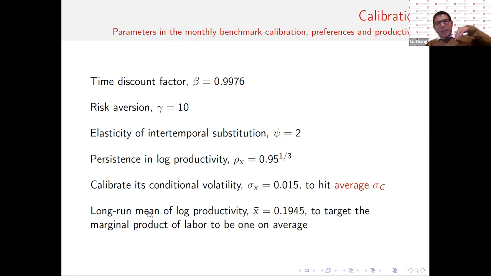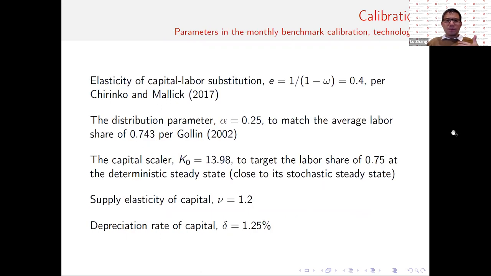As noted earlier, we rescale the long-run mean of log productivity so that the marginal product of labor is 1 on average. We calibrate the capital-labor elasticity of substitution to be 0.4. That's the estimate in a recent AEJ Macro paper by Chirinko. We provided extensive comparative statics in the paper, as we always do. Our sense is that we need the elasticity to be in this lower range to help match the equity premium without blowing up consumption volatility.